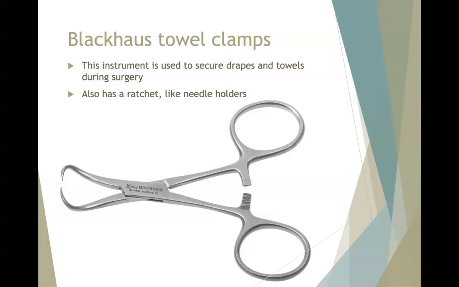So again, we use this when we are putting our towel drape first on our patient and then the actual surgical drape on top. We will be using these towel clamps to clamp it into place to keep it from moving while the patient is under anesthesia and open in surgery. And that's really its only intended use. We don't use it for anything other than clamping down towels or drapes.